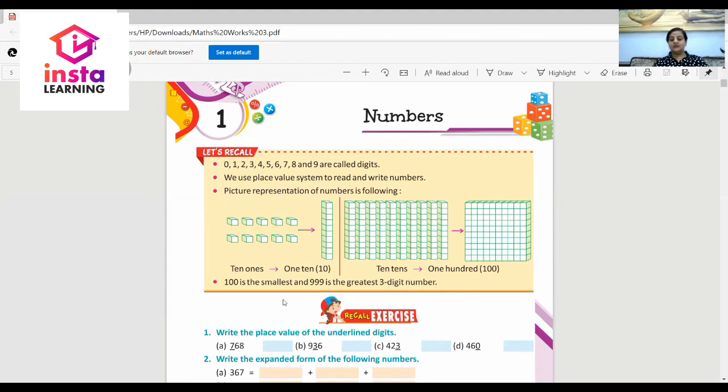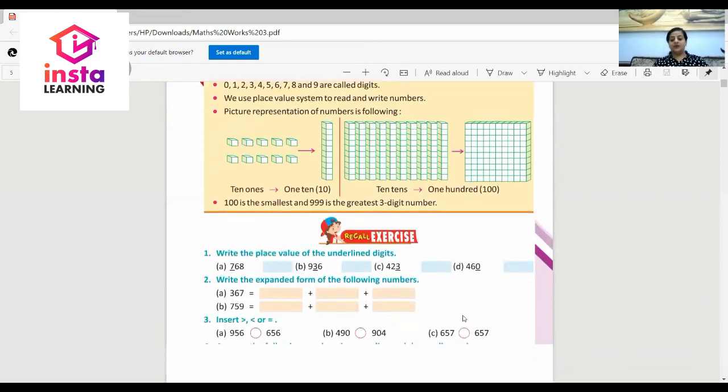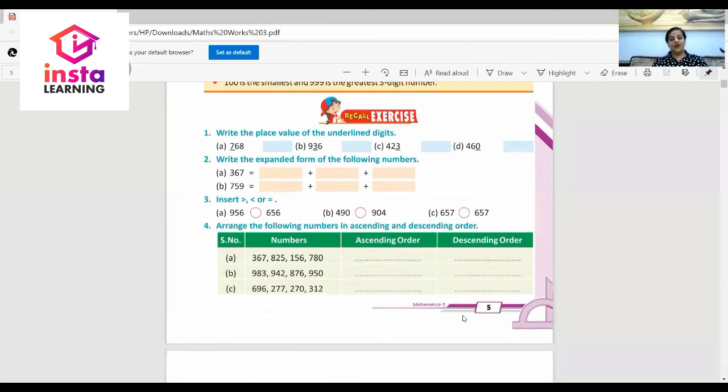100 is the smallest number of 3 digits and 999 is the greatest number of 3 digits, which you have already learned in your class 2. So first of all, we are going to recall the exercises. Okay, so here it is.